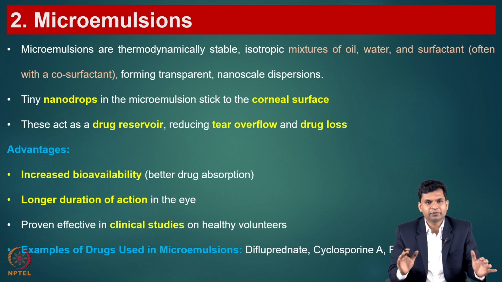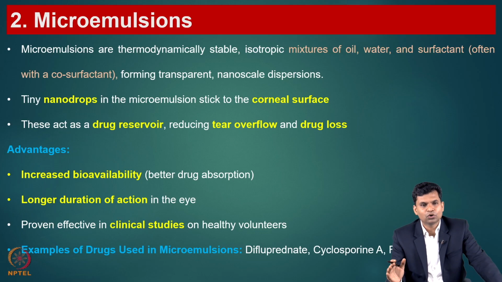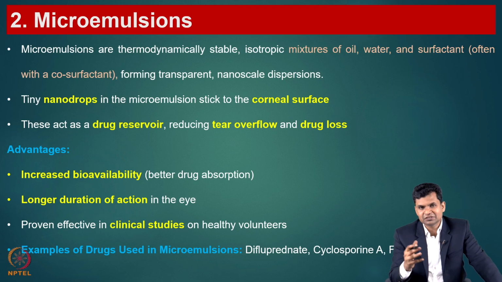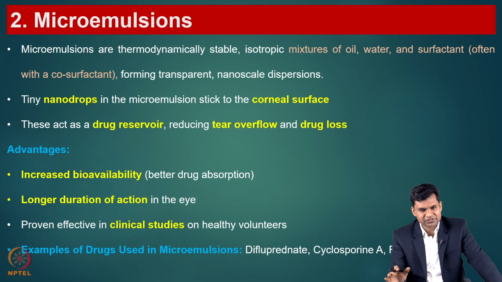Now, the second category is the microemulsions. The definition says that microemulsions are thermodynamically stable, isotropic mixtures of oil, water and surfactant. Again, we need to add a co-surfactant also. That will form an emulsion which is not similar to the conventional emulsions.